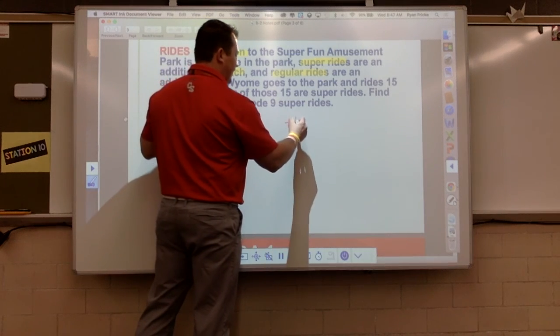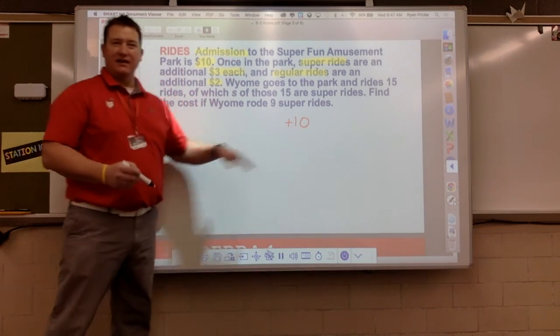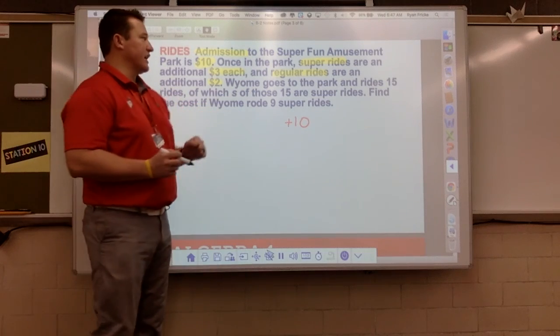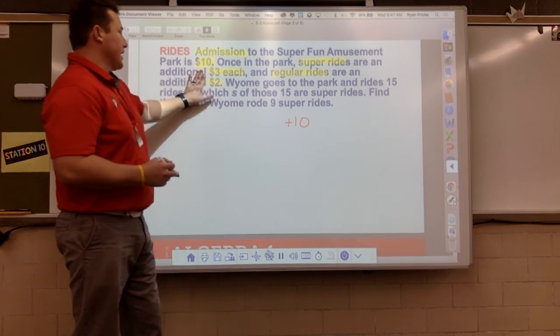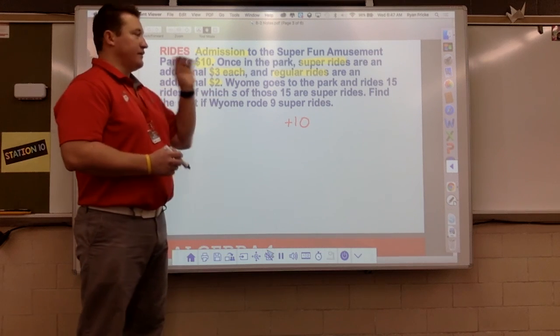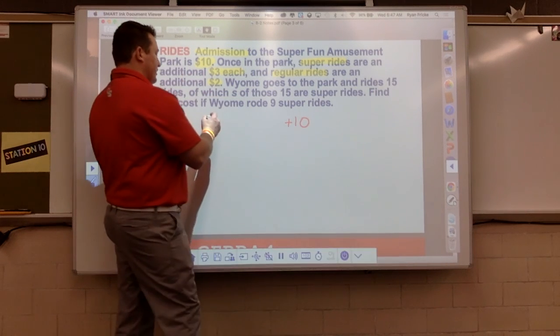That's going to be our constant here all the way at the end of our expression, right? $10 to get in. Okay, super rides are $3. They want me to use S for super rides. So super rides is going to look like this.